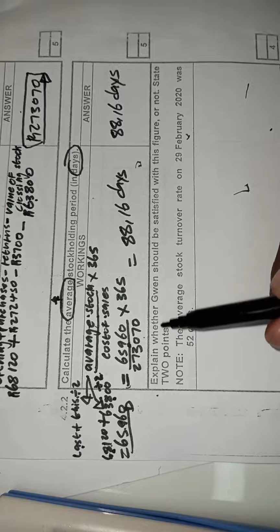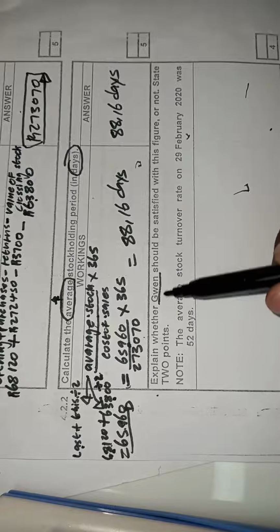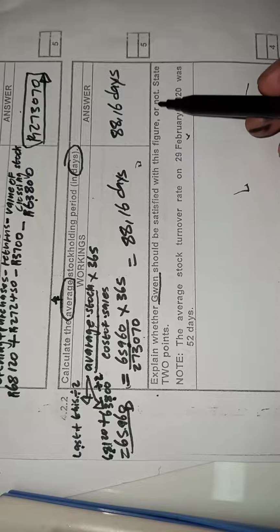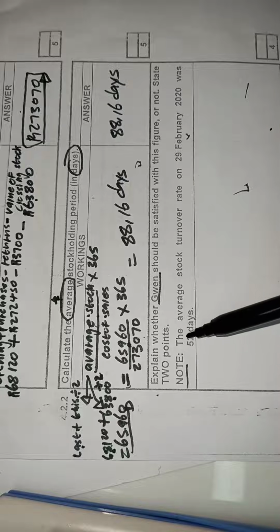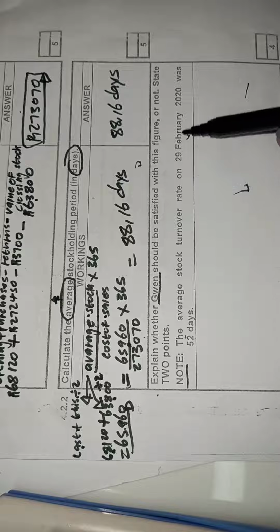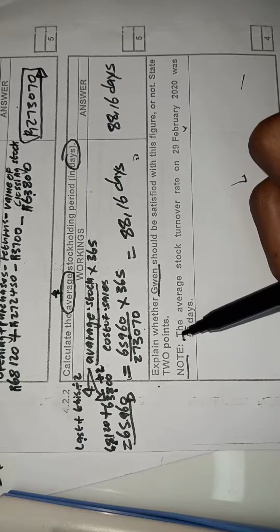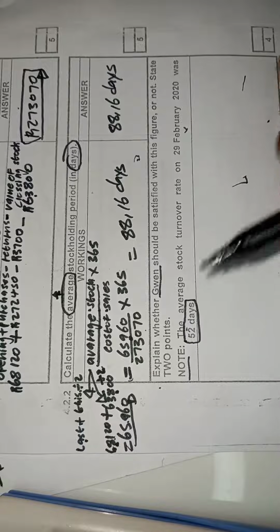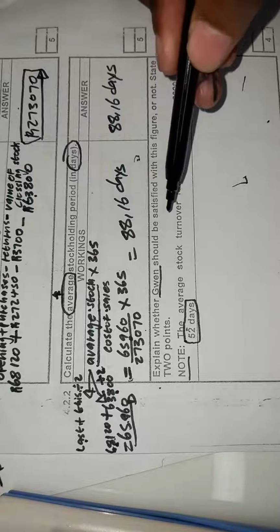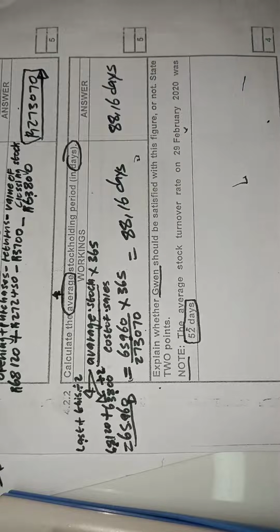Explain whether Gwen is the CEO. Explain whether Gwen should be satisfied with this figure or not. State 2 points. Note, the average stock turnover rate on 29 February 2020 was 52 days. You see? Actually, I've already answered this, but I did not ask it. I just answered based on my experience because I know once they ask stock holding period, the next question will be comment on the stock holding period. Is it good? Now, explain whether Gwen should be satisfied or not.